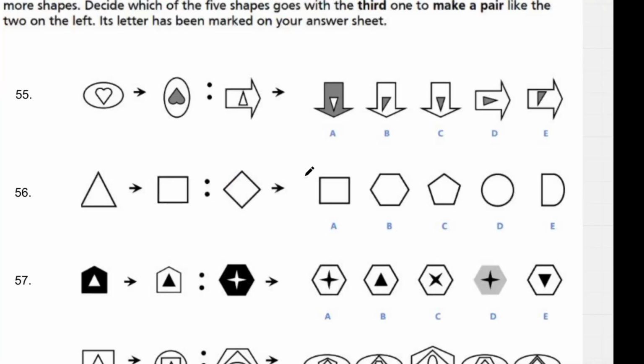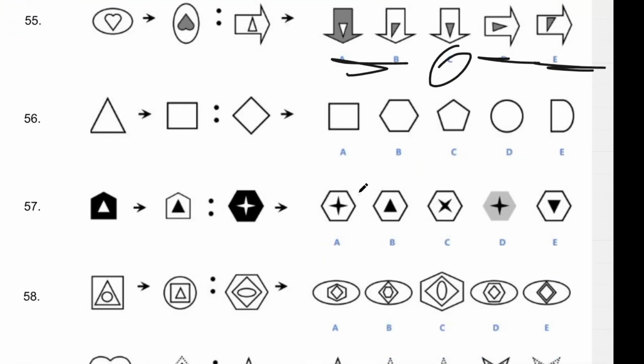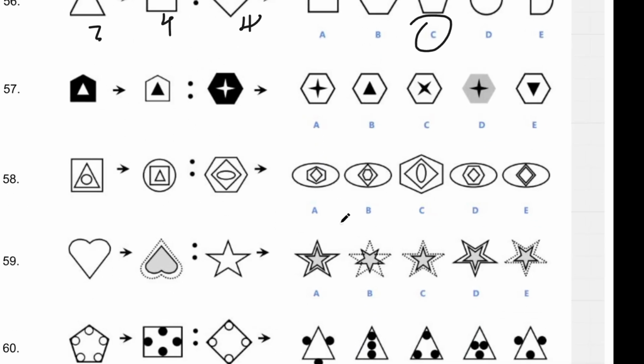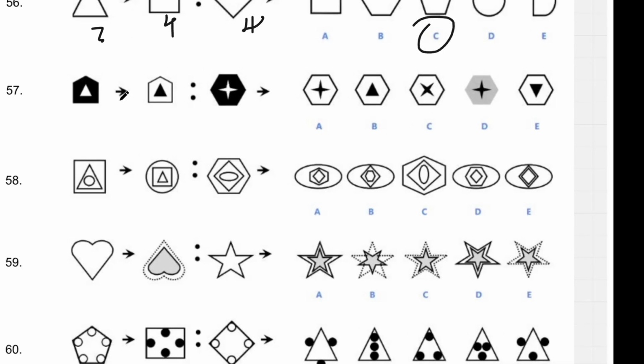This analogy is going to turn around and turn grey, and it's going to be the exact same shape, so we can cross all of these out. We can get C. Then this is going to go 3, 2, 4, and it's going to go 4, 2, 5. Question number 57, the shading is going to invert, but the shape is going to stay the exact same, so that's going to look something like A.